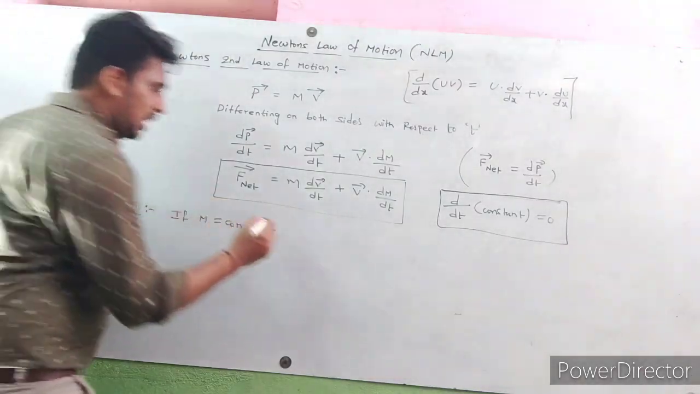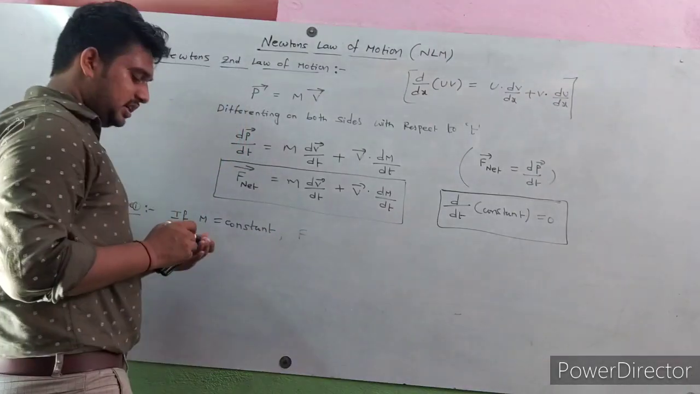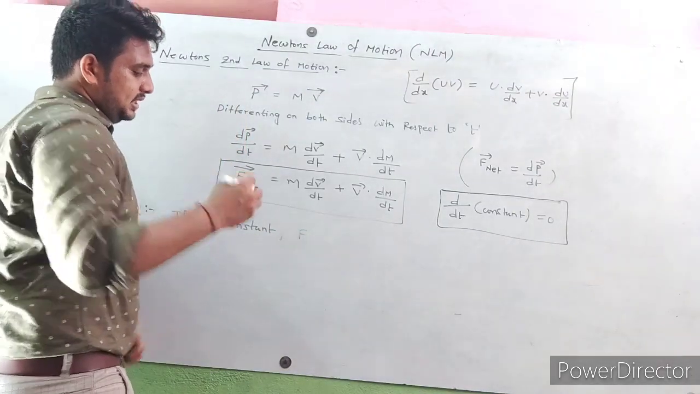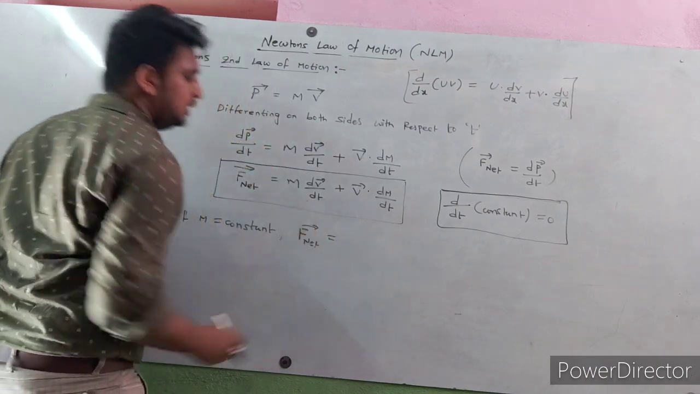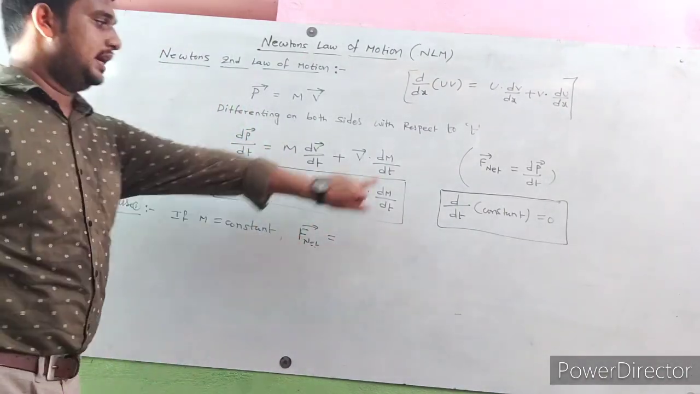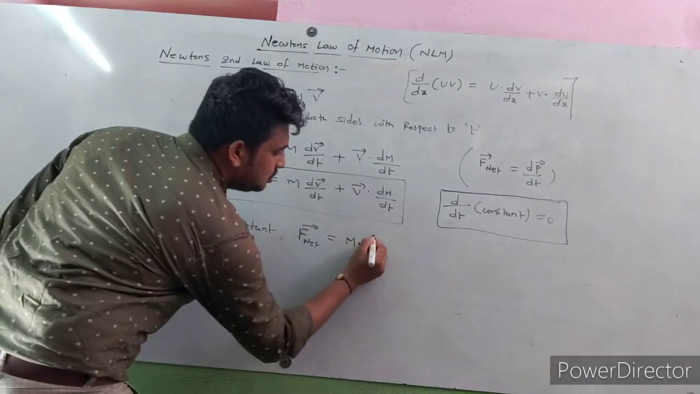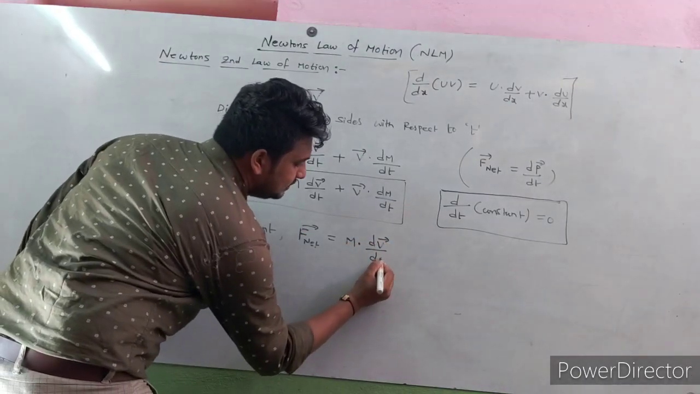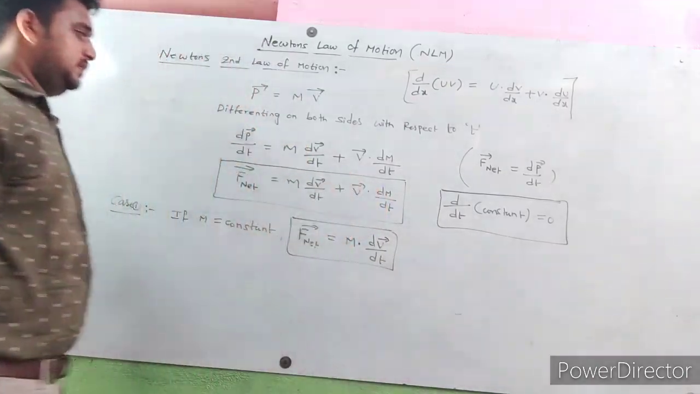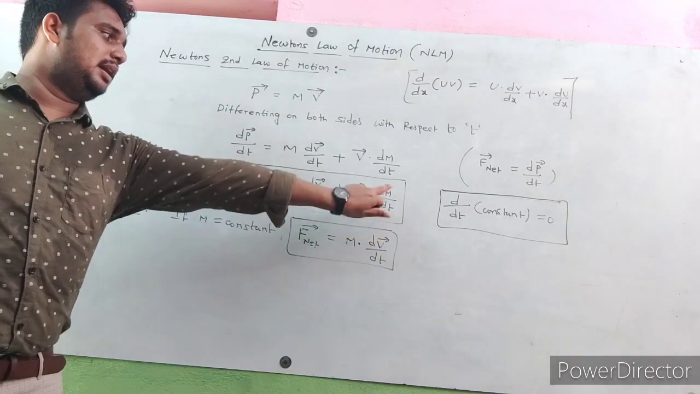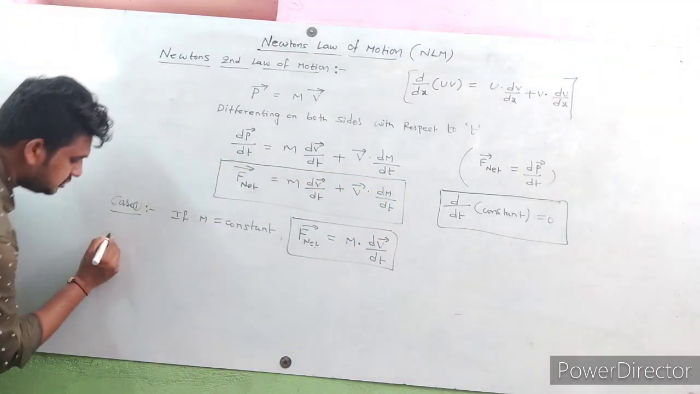So if m is equal to constant, then F bar net is equal to m into dv bar by dt, because dm by dt becomes 0 as m is constant here.